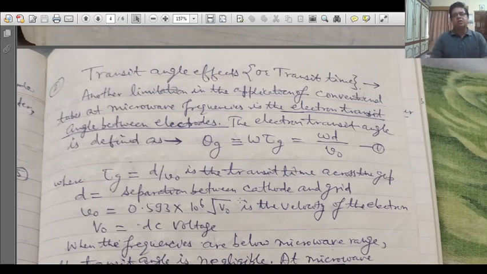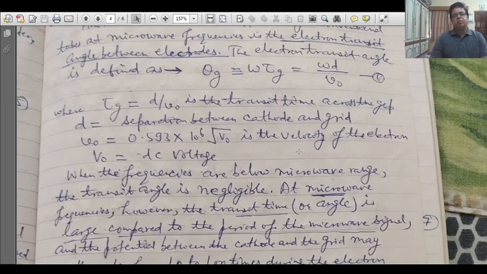D is the separation between cathode and grid, or separation between electrodes. V0 is the velocity of the electron, and capital V0 is the DC voltage applied.